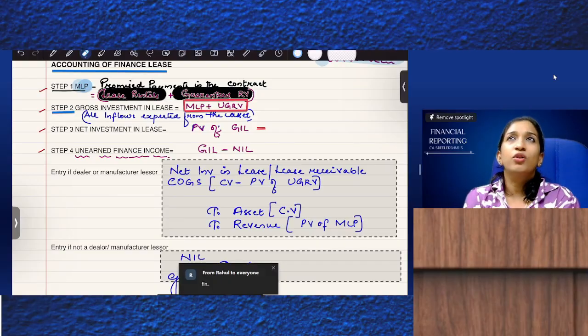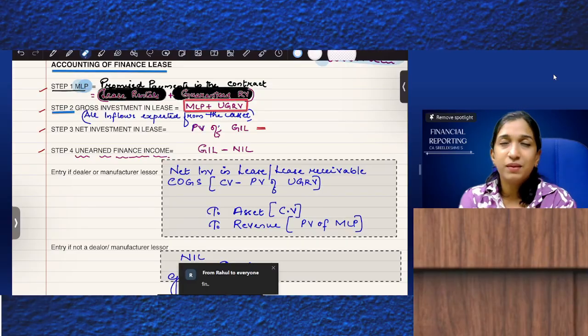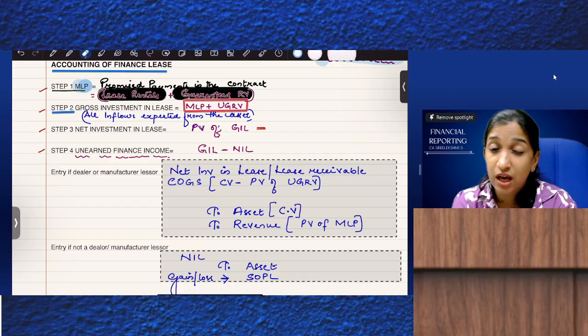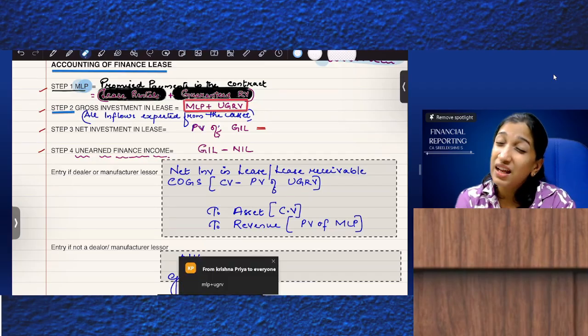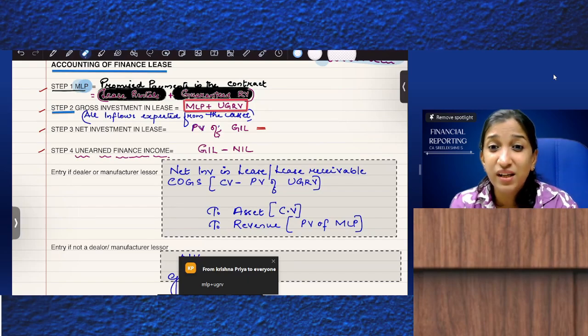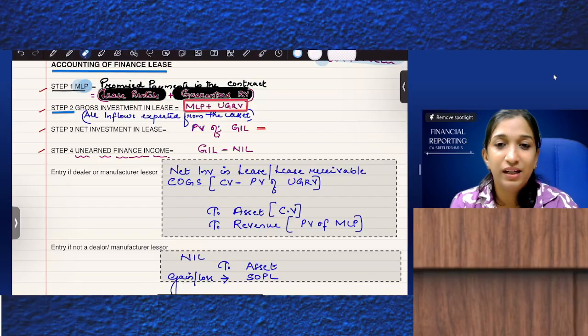Gross investment in lease means gross inflows, so MLP, not present value, plus UGRV. Net investment in lease means present value of gross investment in lease. Unearned finance income, unwinding interest income, is the difference: GIL minus NIL.